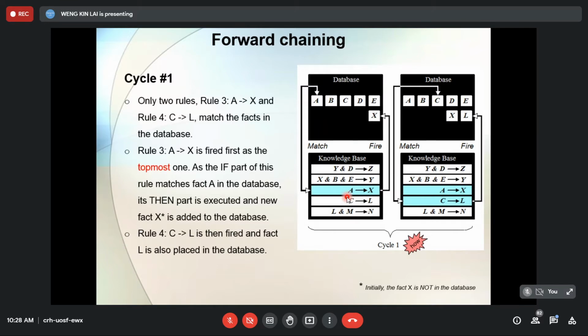So therefore, L will be fired and L will be added to my database. So you can see here, this is your second part. Once rule number 4 is fired, you add the output L into your database. And the last one, L and M is true, then N is true.